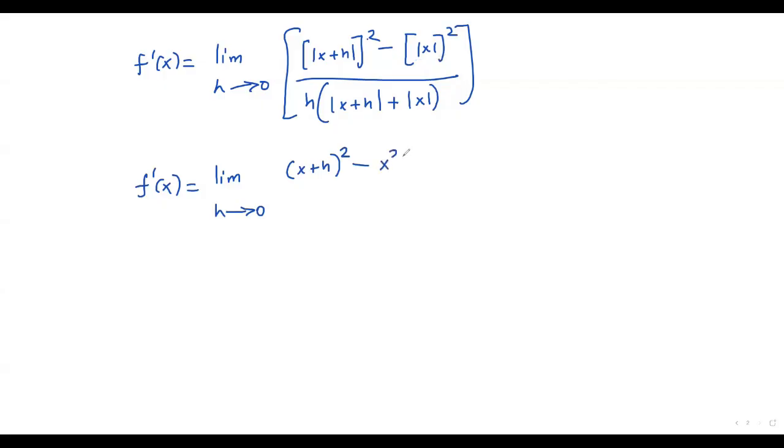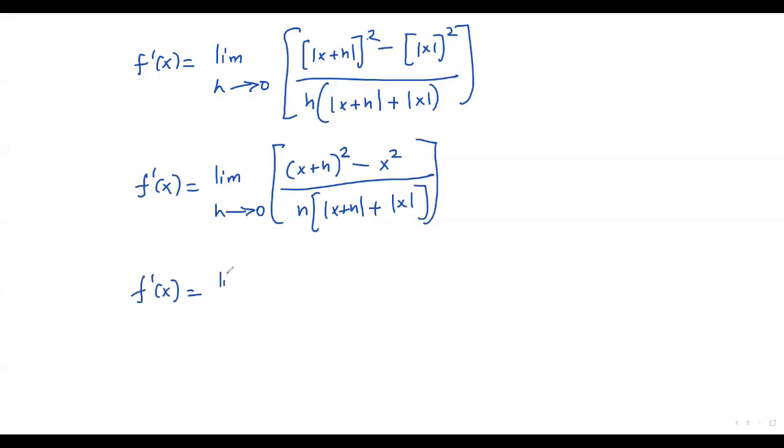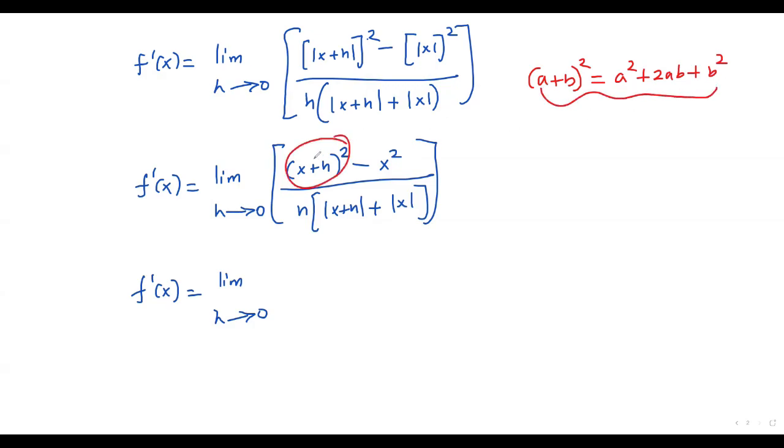So we don't need the absolute sign anymore. We can simply take x squared divided by h times the absolute value of x plus h plus the absolute value of x. Now f prime of x equals the limit as h approaches 0. Let me consider the algebraic identity: a plus b, the whole squared, the square of a binomial, expands to a trinomial, a squared plus 2ab plus b squared.